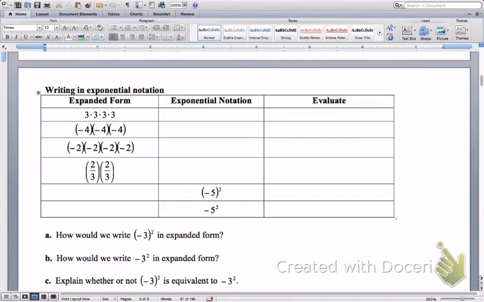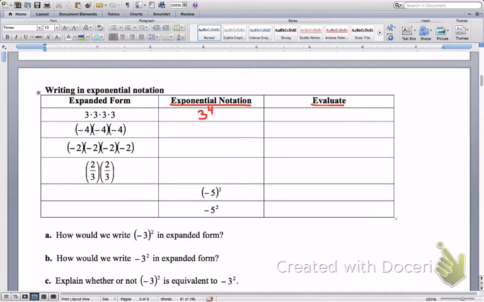So we're going to start off by taking our table and we're going to write it in two forms. So directions on today's notes will be using these: either write something in exponential notation or to evaluate, which means just to figure it out. So here we have it in expanded form. Exponential notation is where we have one base, one power. So in this case, we have the base of 3, the power of 4.